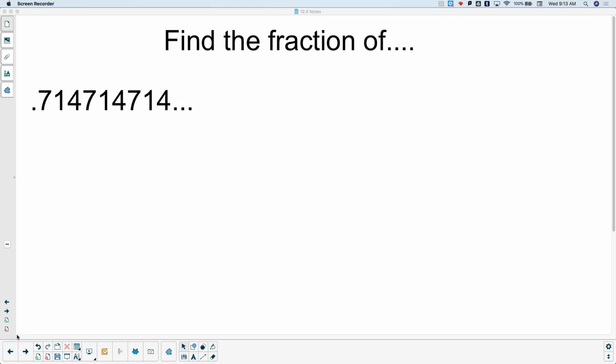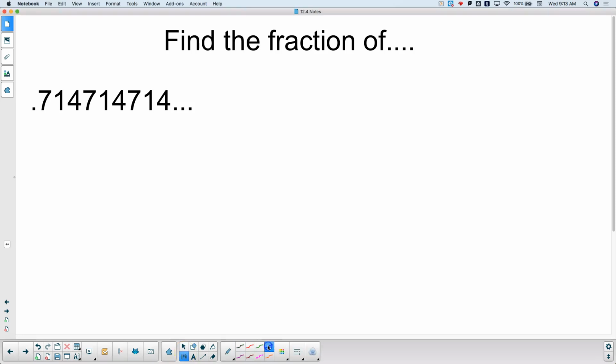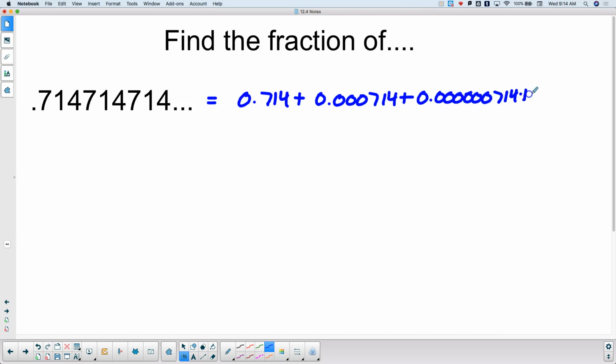So, 0.714, 714, 714, 714. So that is going to be 0.714 plus 0.000714 plus 0.000000714 plus, and so on and so forth.